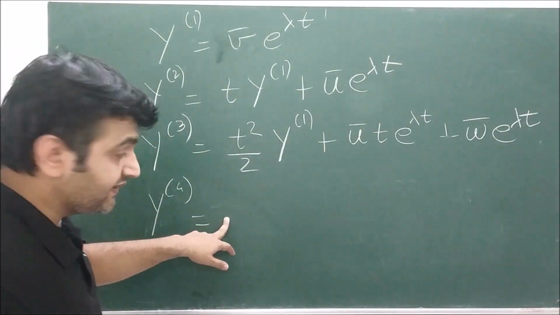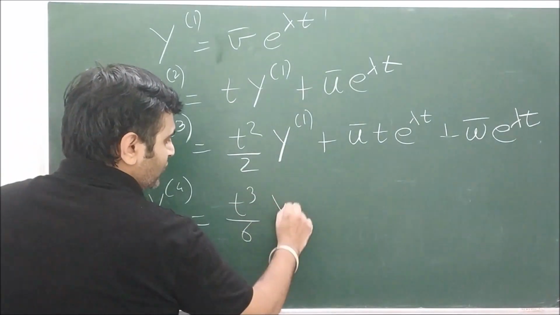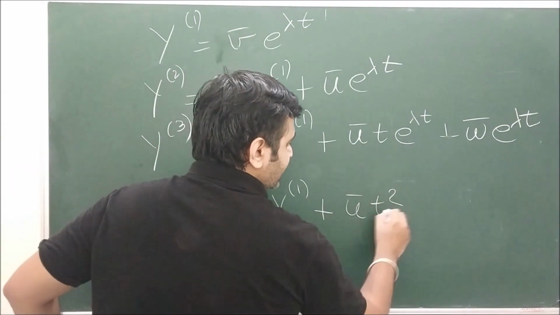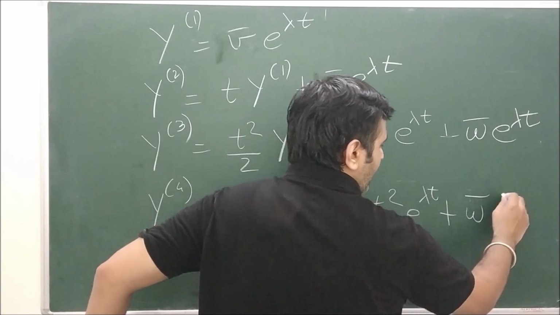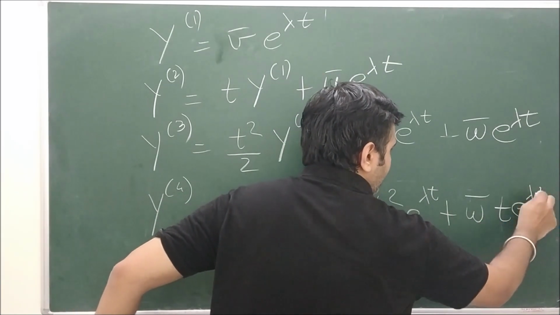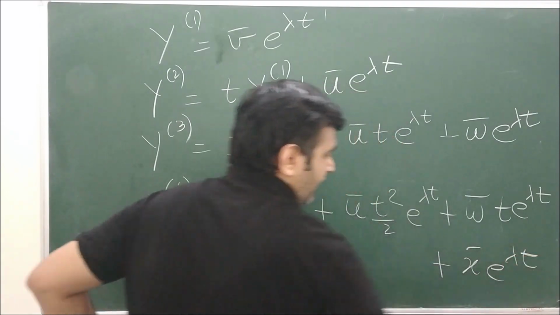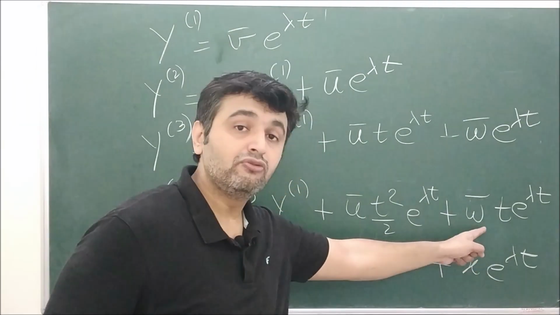So what I think is, my y4 has to be, if I integrate this, t cube by 6 into y1 plus, here it will be u bar t square by 2 e raised to lambda t plus w bar, you apply t e raised to lambda t plus at the end you take x bar e raised to lambda t. How will you find x bar? A minus lambda I into x bar equal to, now we will take w bar.